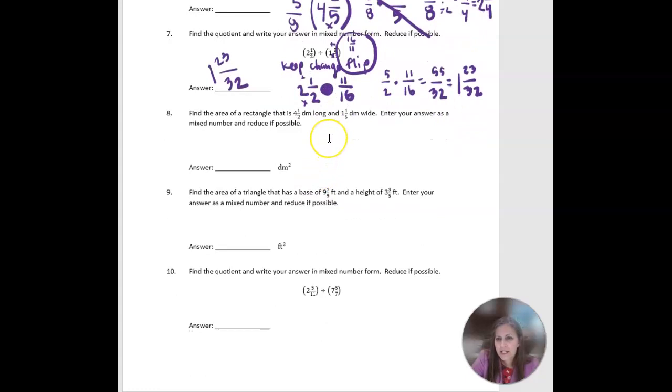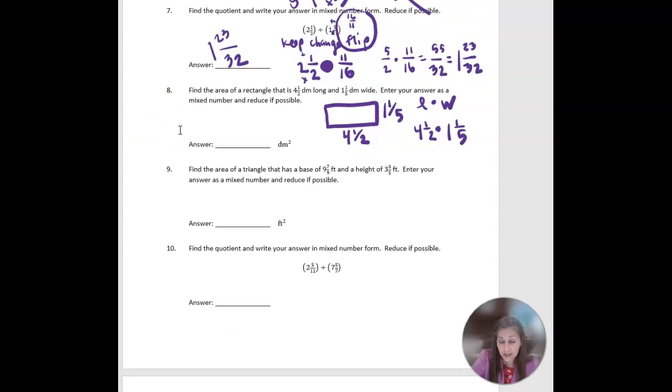The area of a rectangle that is 4.5, I guess that's decimeters long, and 1 1/5 decimeters wide. Okay, so let's draw a picture. We've already talked about the area. The area of a rectangle is length times width. So if it's 4.5 long and 1 1/5 wide, all you have to do for a rectangle is multiply length times width. So we'll multiply 4 1/2 by 1 1/5, and that will give us the area of our rectangle.